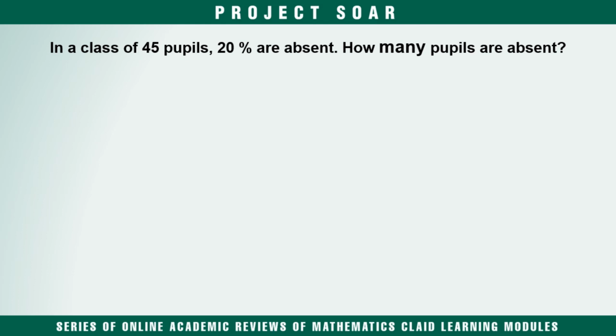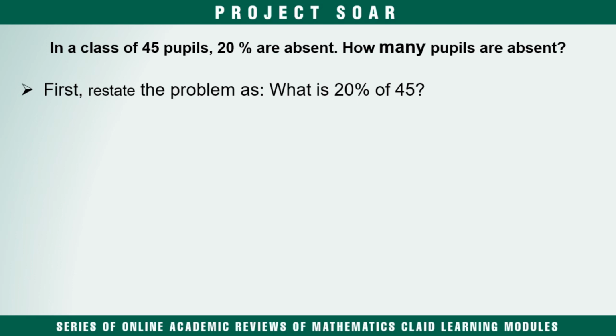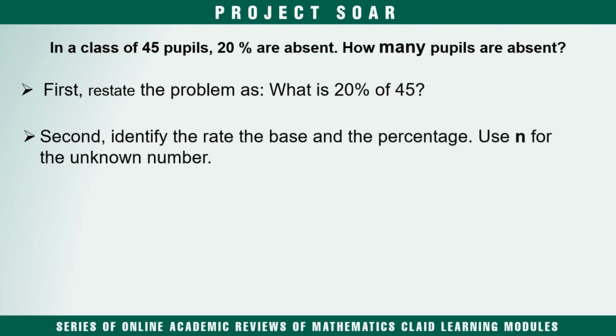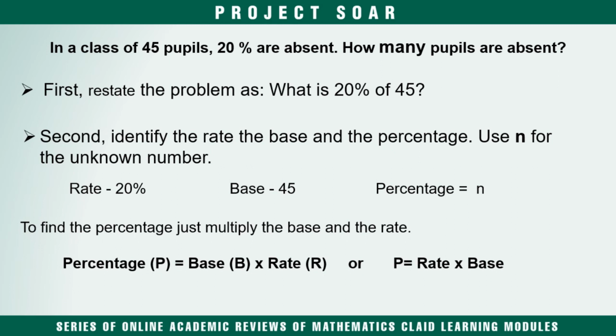Let us start our session with this problem. In a class of 45 pupils, 20% are absent. How many pupils are absent? To answer this problem, first, we are going to restate the problem as what is 20% of 45? Second, identify the rate, the base, and the percentage. Use n for the unknown number. So in our problem, rate is 20%, base is 45, and percentage is the unknown number. To find the percentage, just multiply the base and the rate.